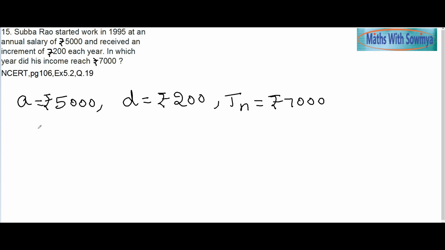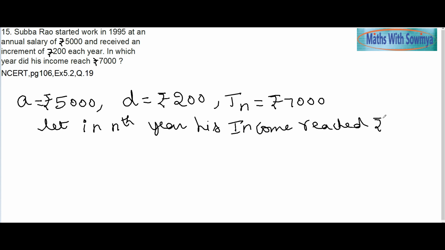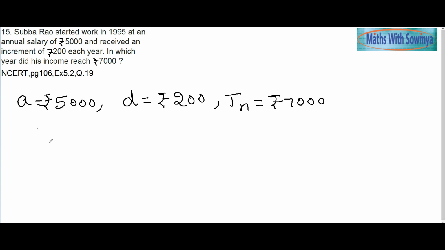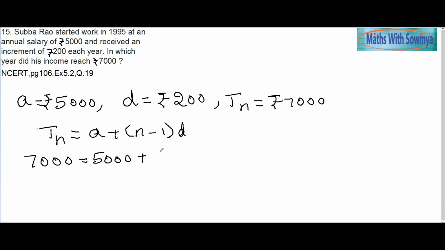If you want, you can say let in the nth year his income reached rupees 7,000. Now we have all the details with us. We can just start finding Tn directly. Tn is equal to a plus n minus 1 into d. Tn value is 7000, a is 5000, and d is 200.